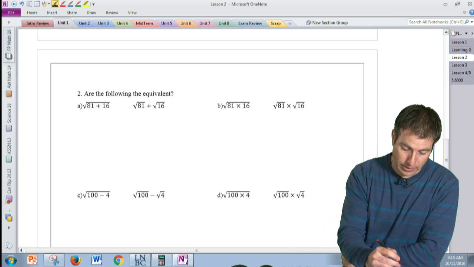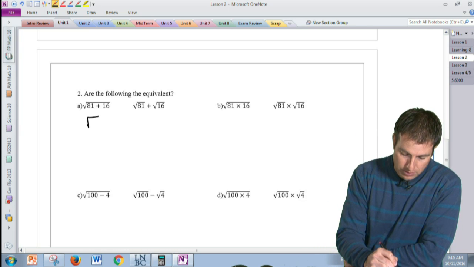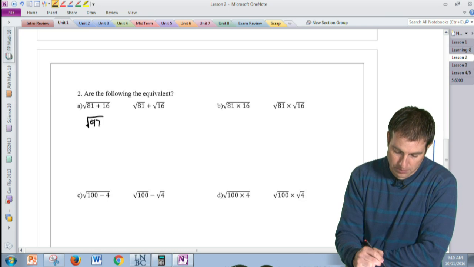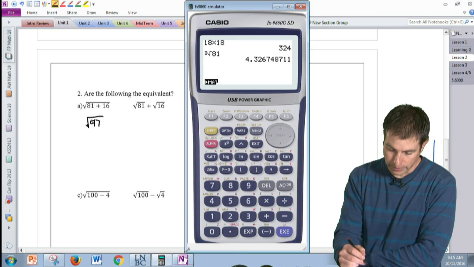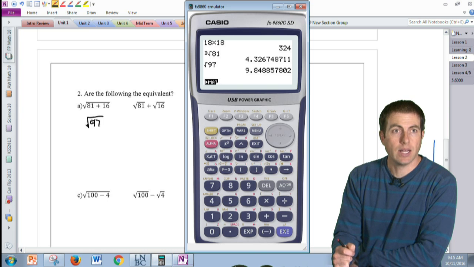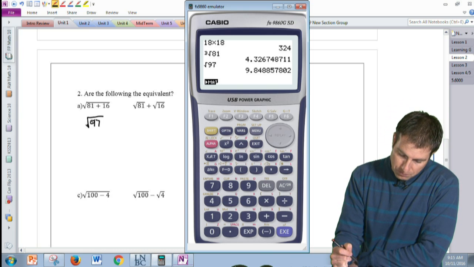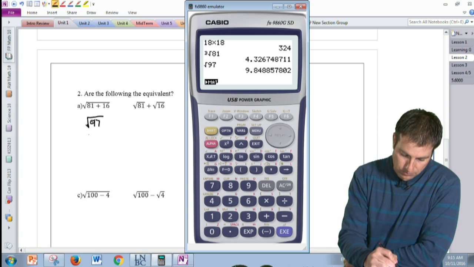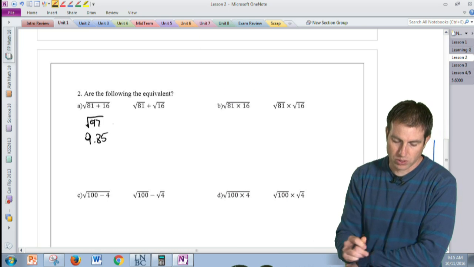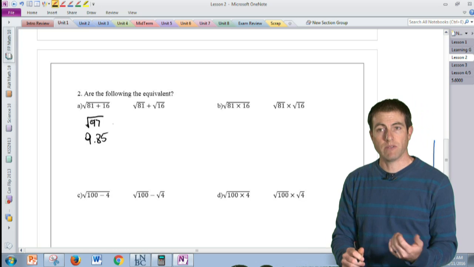So I'm going to rewrite this. Instead of 81 plus 16, I'm just going to add them together. So it gives me 97. The square root of 97, I don't know what that is, but my calculator does. Square root 97 gives me 9.85, we'll call it. All right, so the square root of 81 plus 16 is 9.85.